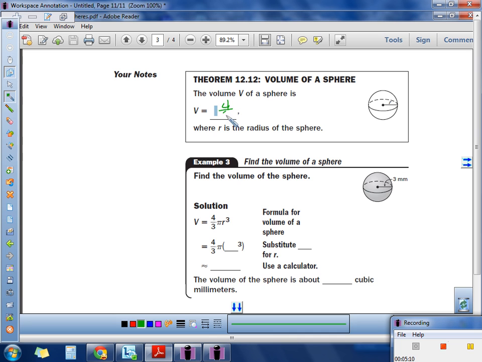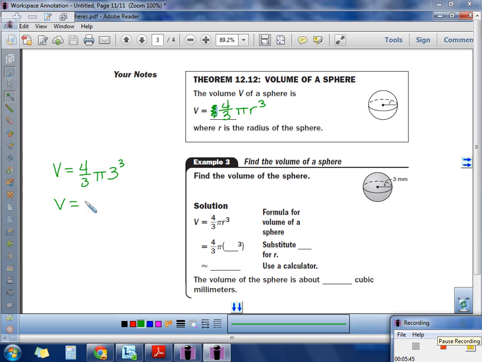4/3 pi r cubed. That's the formula for the volume of a sphere, and we're going to use that for example 3. It's pretty straightforward. Volume equals 4/3 pi r cubed. So 4/3 times pi, our radius is 3, and then cube that 3. That'll give us our volume. Type that in real quick. I'll give you a second.